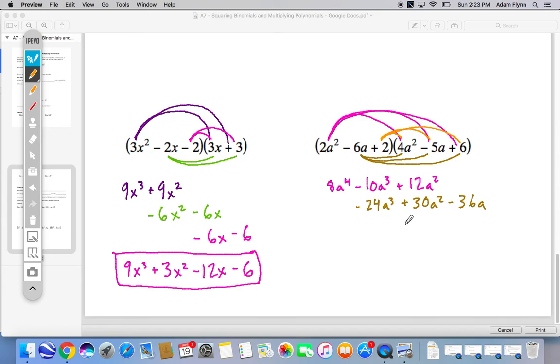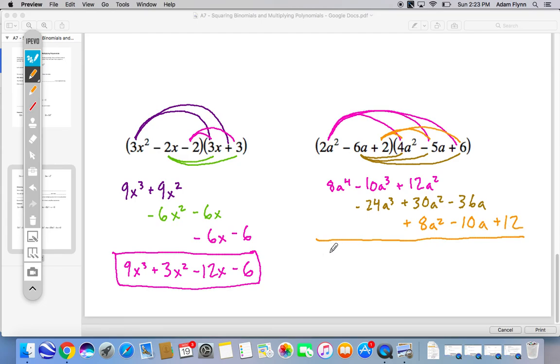So I'll multiply this 2 by 4a squared, negative 5a, and positive 6. So 2 times 4a squared is 8a squared, which is positive. 2 times negative 5a is negative 10a. And 2 times 6 is a positive 12. So I have all my information stacked now. It's easy to look at and very easy to combine like terms at this point.